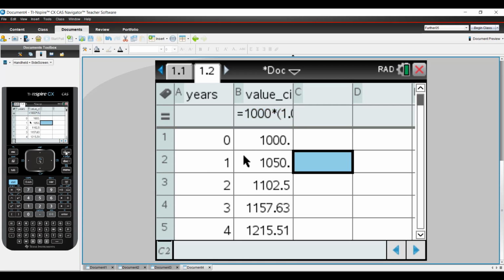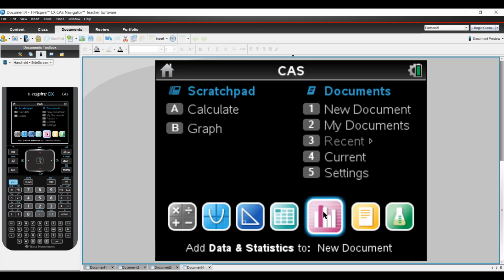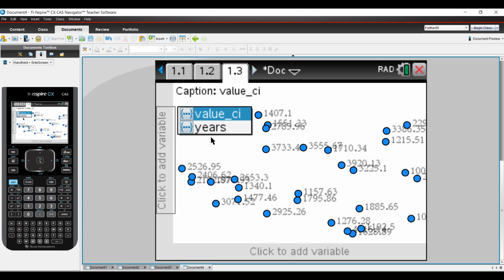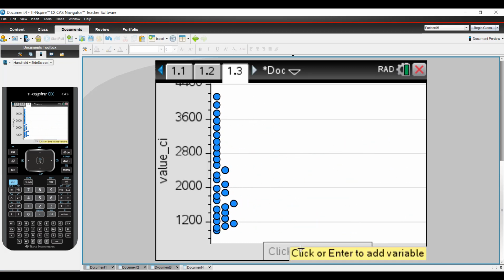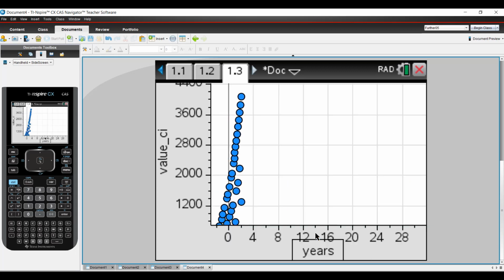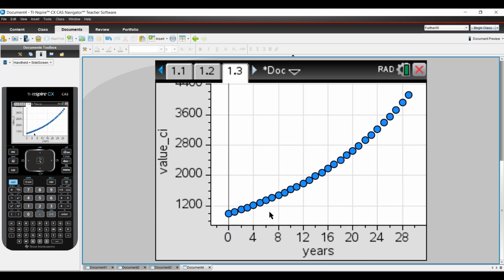Let's have a look at this graphically. Let's plot ourselves a graph. Here's our value of compounding interest and our years. You can see a nice curve being formed here. The main feature is at 0 years we have an investment of $1,000. After 1 year, that's gone up by 50 to 1,050.